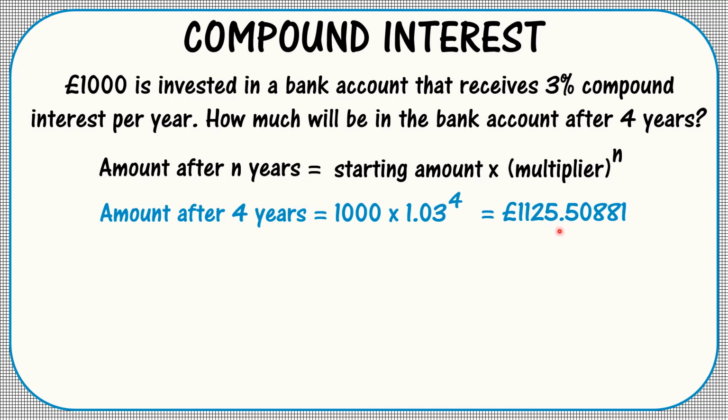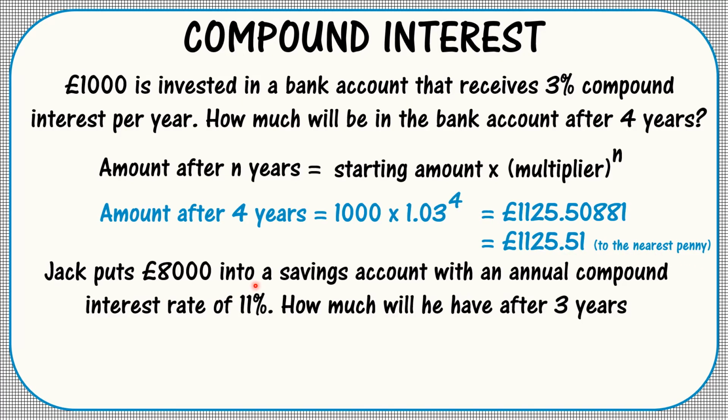1125.50881. What you need to understand is that when we are working with money, there can only be 2 numbers after the decimal place. So what we will do is we'll find this to the nearest penny. So we are going to round this 8 up. So the final answer is £1,125.51 to the nearest penny.